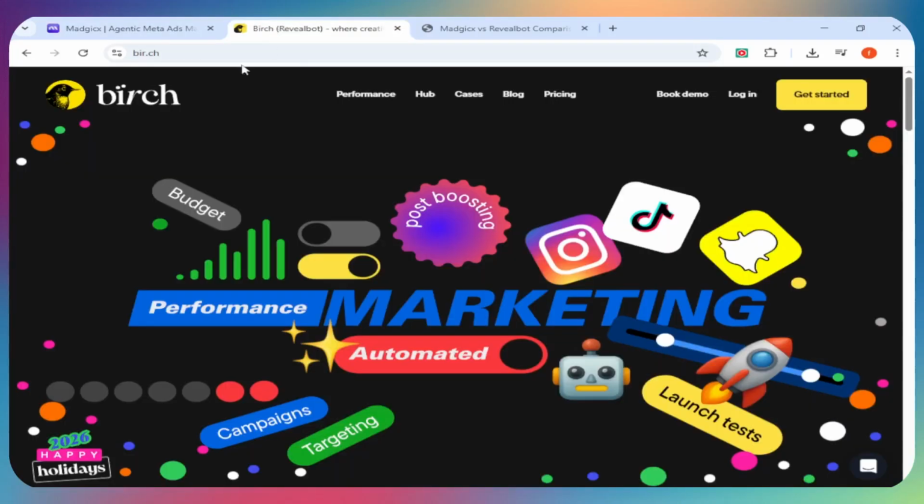Madgicx versus Revealbot, two powerful Facebook and Instagram ad automation tools, but they solve completely different problems. I've spent months testing both on real ad accounts, and the difference in approach is massive. If you're scaling ads and choosing between these, this breakdown will save you from picking the wrong one.